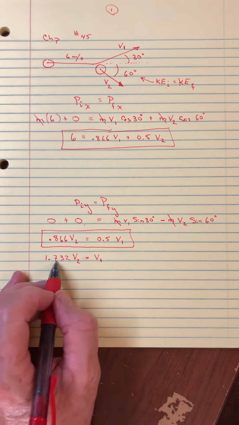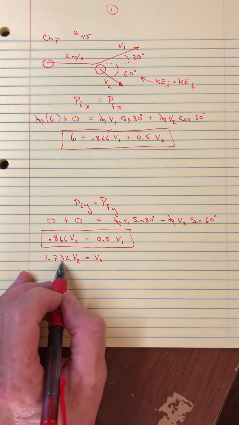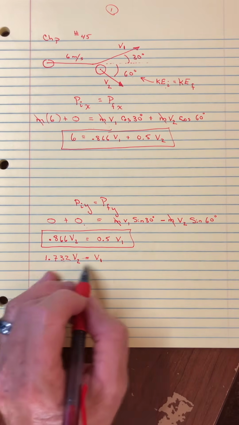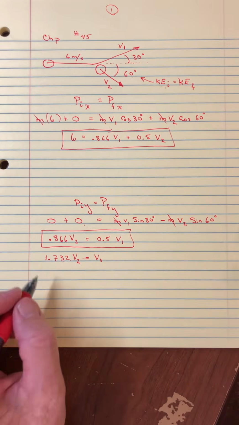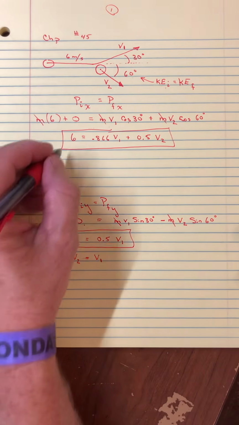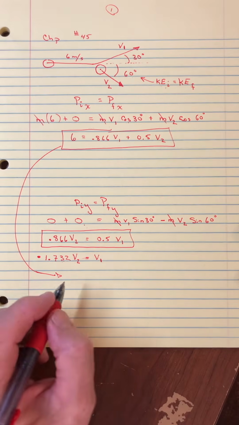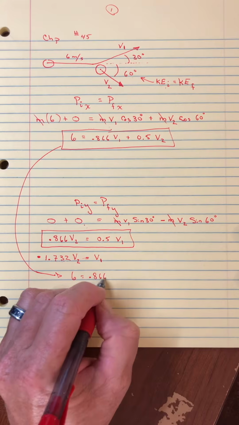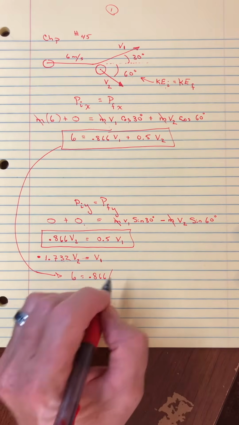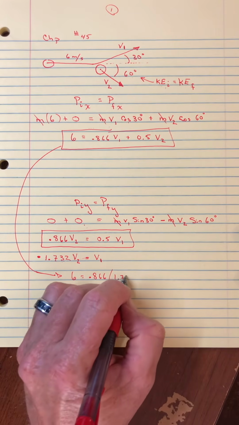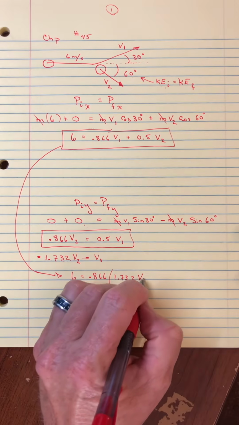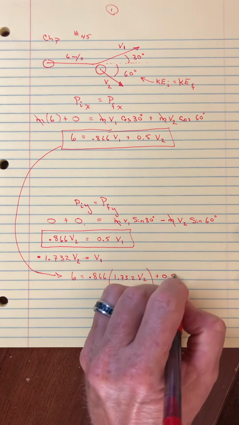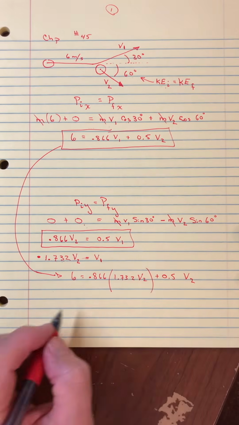So based on these numbers, whatever the speed of the number 2, the struck one, if you increase it by the 73%, so 1.73, increase it by 73.2%, you're going to get speed number 1. So I'm going to use this and put it into my first equation. So in place of V1, I'll put 1.732 V2. And then, of course, plus 1/2 of V2.